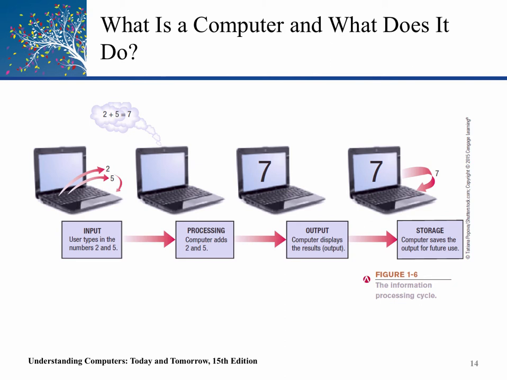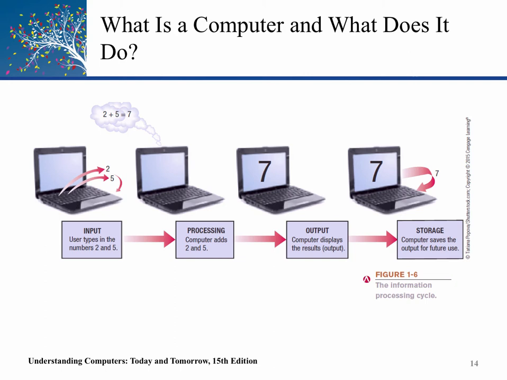So now let's look at what a computer actually is and what it typically does. By definition, a computer is a programmable electronic device that accepts data, performs operations on that data, and stores the data. The basic operations of a computer include input, processing, output, storage, and communications. So if you look at these four laptops on your screen, you can see where the input is entering data into the system. The processing is where an operation is performed on that data.